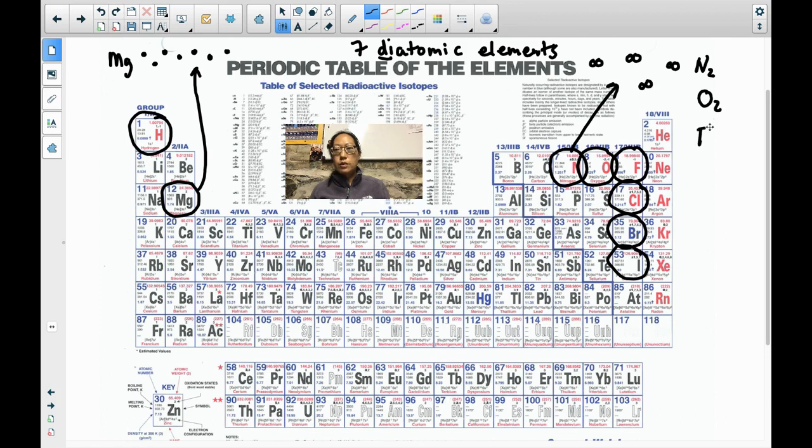F2, Cl2, Br2, I2, and let's not forget H2, hydrogen. So these are our 7 diatomic elements, and they are nitrogen gas, oxygen gas, fluorine gas, chlorine gas, bromine liquid, iodine solid, and hydrogen gas.